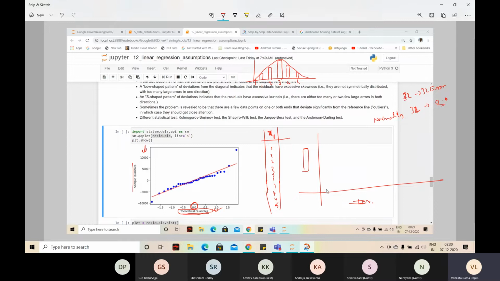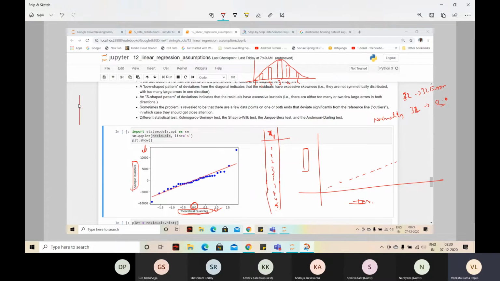Okay. If they are actually forming a straight line, the angle may not be that important. If they are forming a straight line, that means our data is normally distributed. If not, our data is not normally distributed. How is it working?